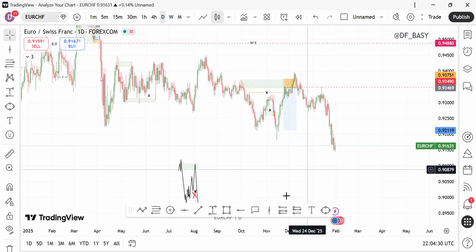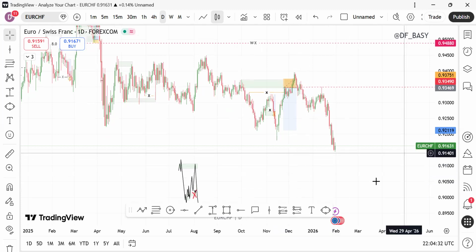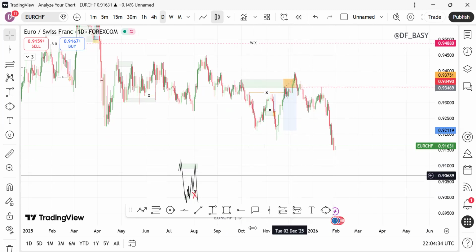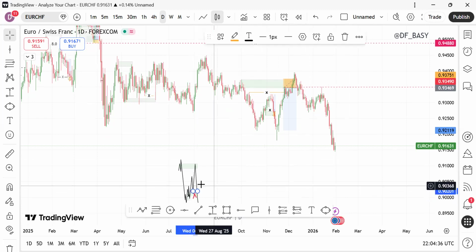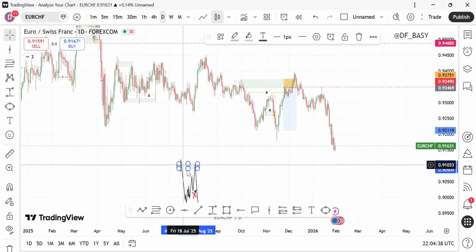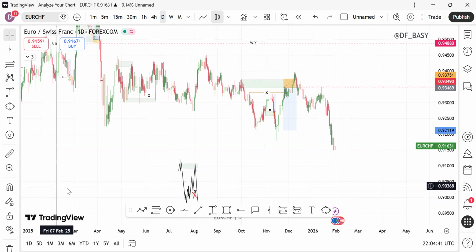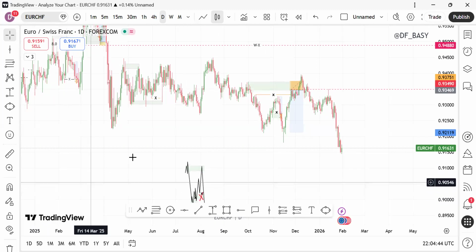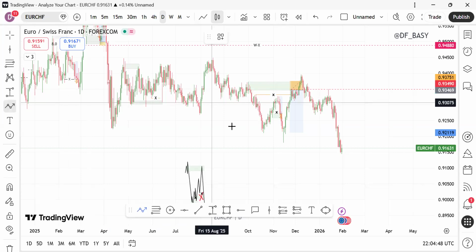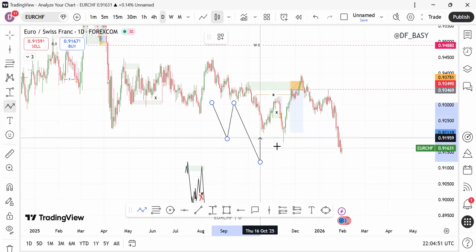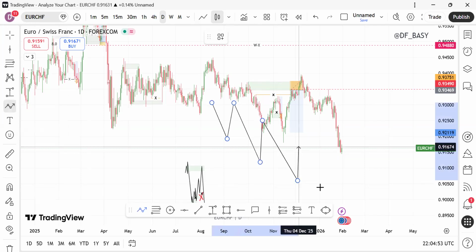So I talked about downtrend, uptrend, and so basically this is an example of a downtrend. So what happens in a downtrend? Market creates what? Lower lows and lower highs, right? So this is it. Lower lows, lower highs, lower lows, lower highs, lower lows, lower highs, lower lows.